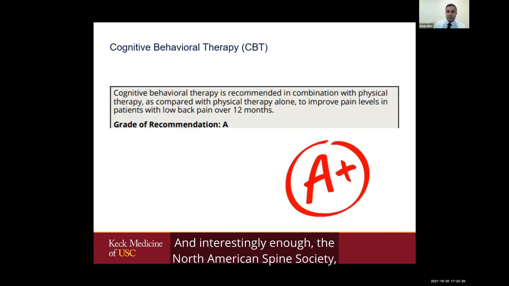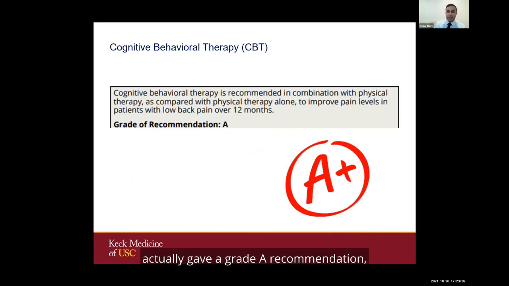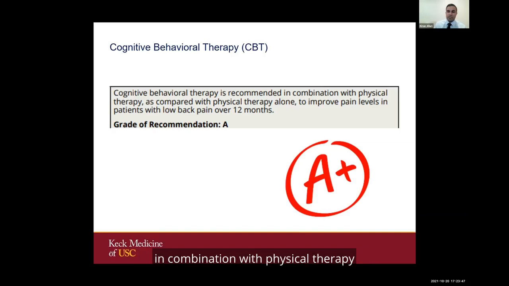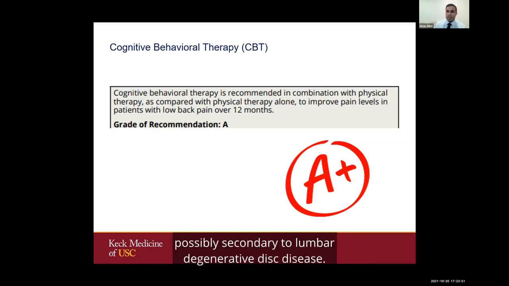And interestingly enough, the North American Spine Society, which is one of our major academic societies in spine, actually gave a grade A recommendation, and it was cognitive behavioral therapy was one of the very few treatments given a grade A recommendation in combination with physical therapy to help improve pain levels in patients with lower back pain, possibly secondary to lumbar degenerative disc disease.